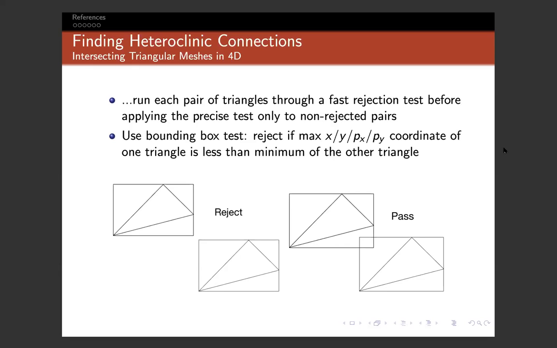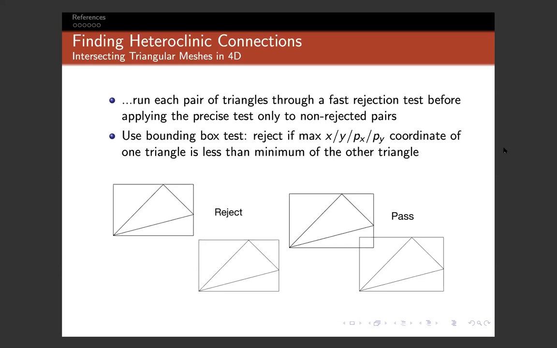This is 2 dimensions, but it works the same way in 4 dimensions. Draw a box around the 2 triangles, and then reject the pair of triangles from intersecting if the boxes don't intersect. And all this means, arithmetically speaking, is you check all the x coordinates of one triangle and see if the maximum of those is less than the minimum of the x coordinates of the other triangle. And you can do this with each of the coordinates, and that's what's represented in this picture.